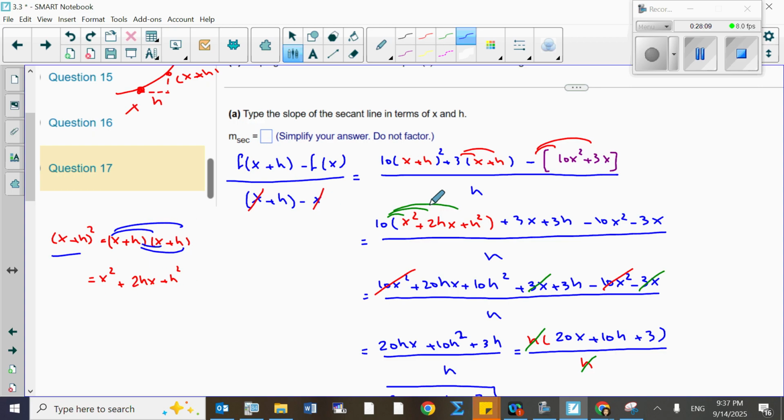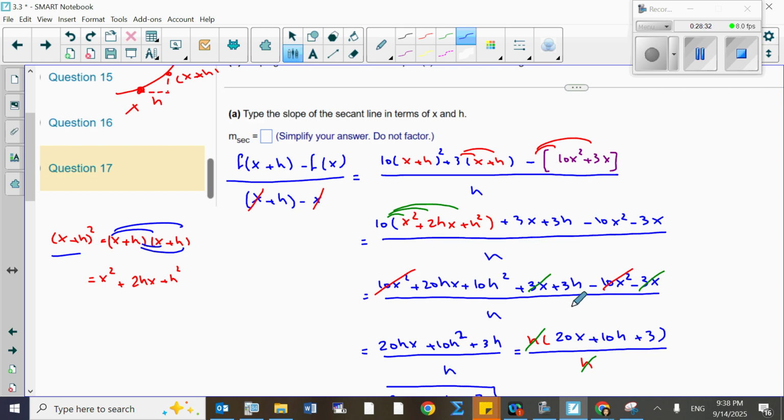So I wrote that here for you. Next, you're going to distribute the 10. So you distribute the 10, you're going to get all these terms. On the other hand, distribute the 3, and you're going to get these. And the negative needs to be distributed as well. So this is your result, and now you're going to simplify.